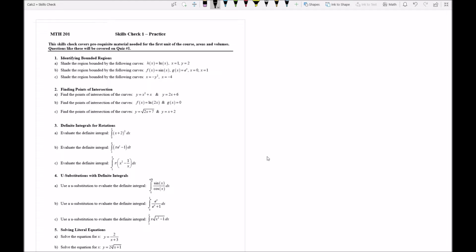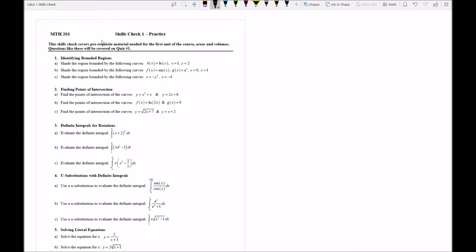Now, you can see here that I've broken this down into 5 different categories of questions. And these styles of questions are things that are possible to be asked on quiz number 1, in addition to some of our new content. But let's take a look quickly at the categories, and then I'll work through a couple examples off of each of these.